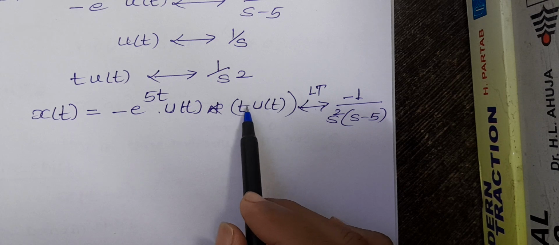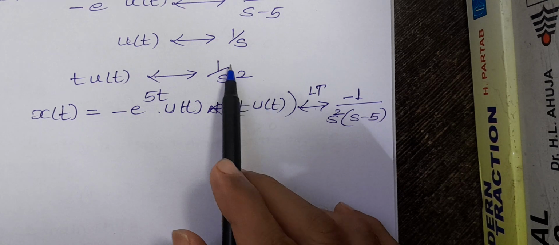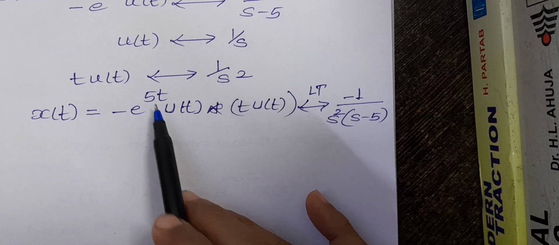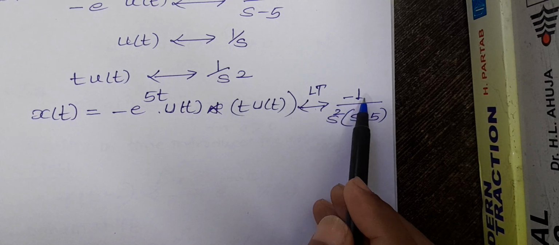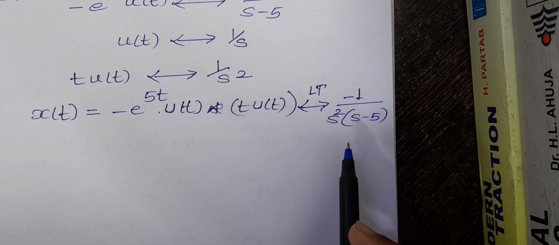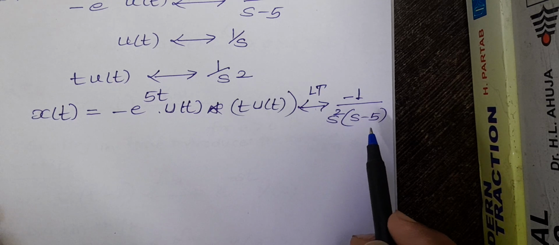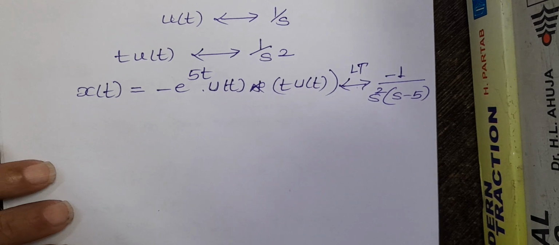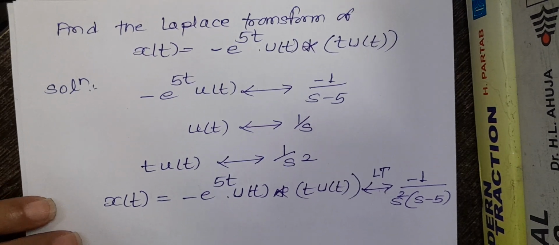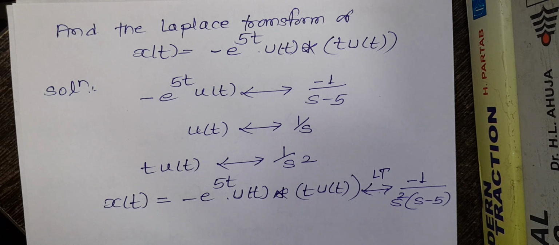So what is the Laplace transform of this t into u of t? It is 1 over s square. And minus e raised to power 5t into u of t, it is minus 1 over s minus 5. So in this way we can find the Laplace transform for the given signal.